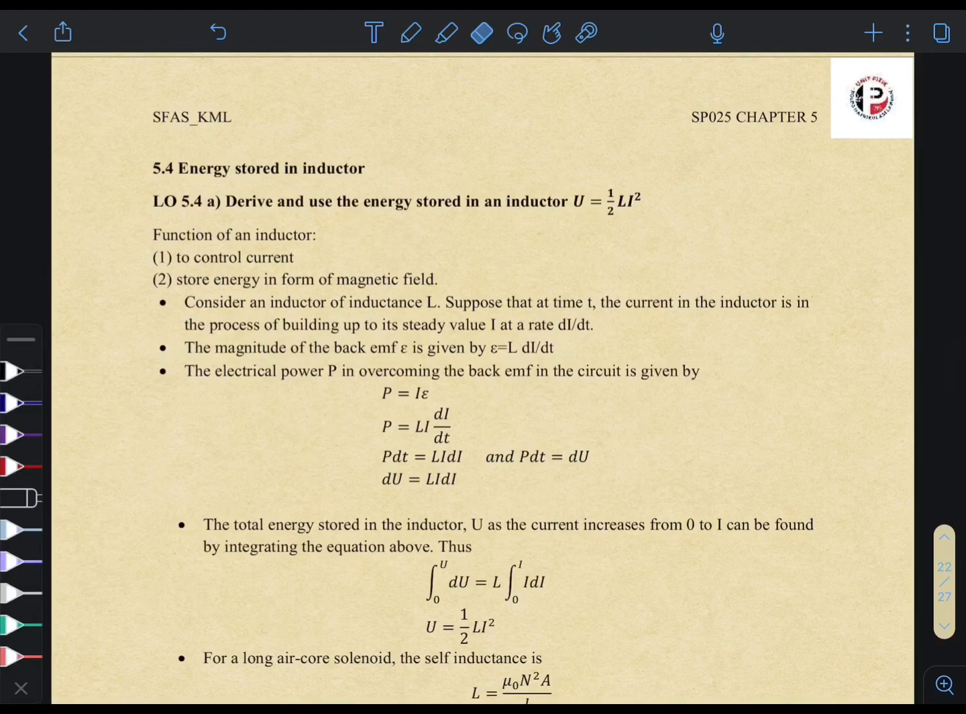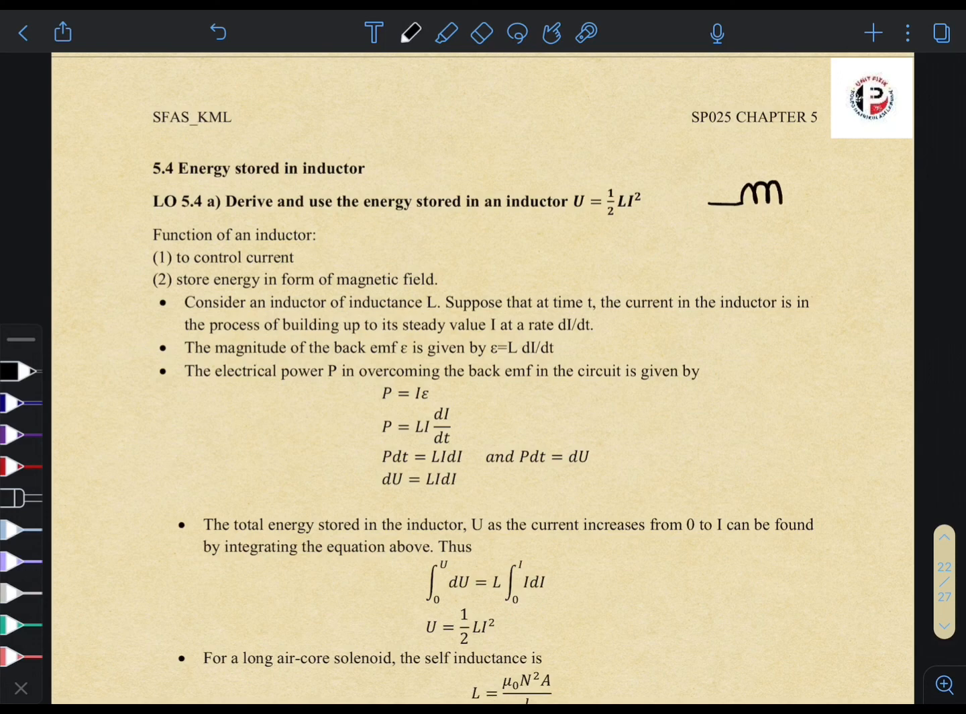Assalamualaikum and hi. So in this video, we are going to enter a new subtopic 5.4, energy stored in inductor. There is one learning objective here, which is to derive and use the energy stored in an inductor. U is equal to half Li squared.